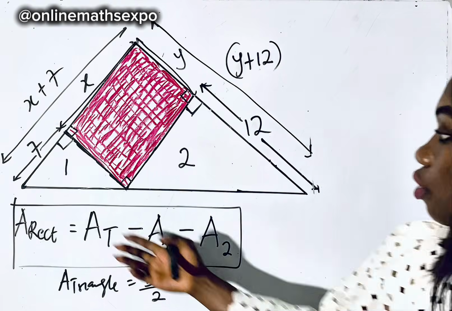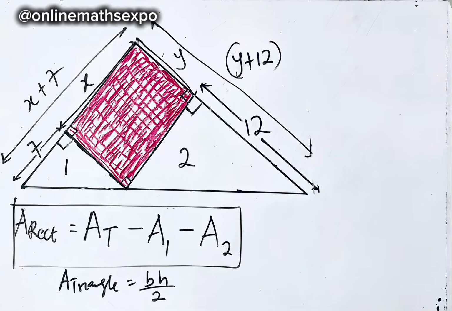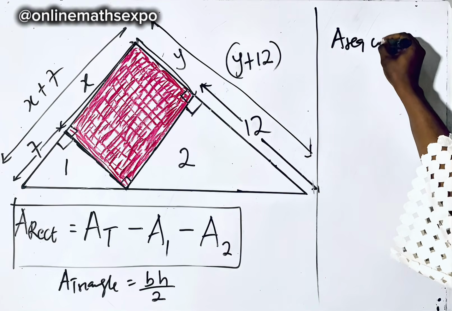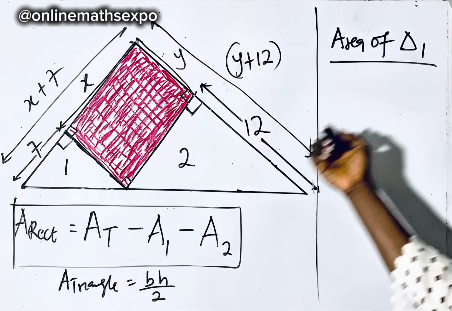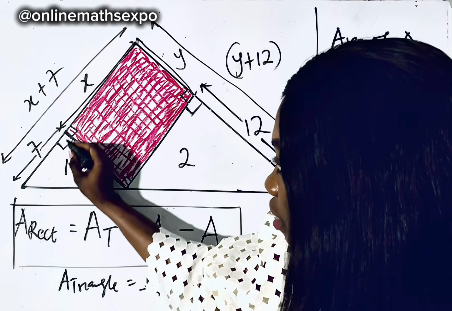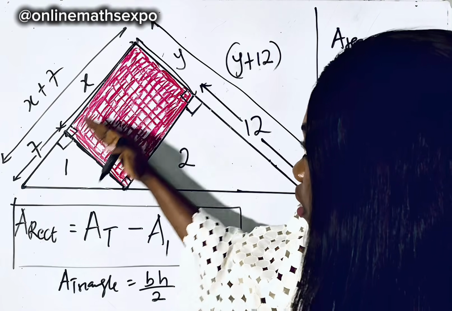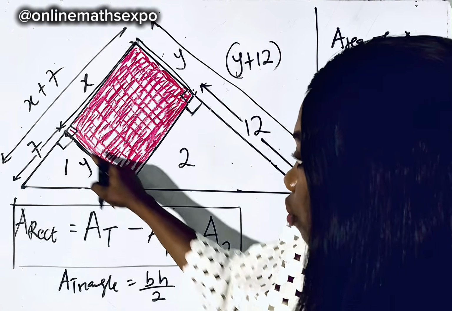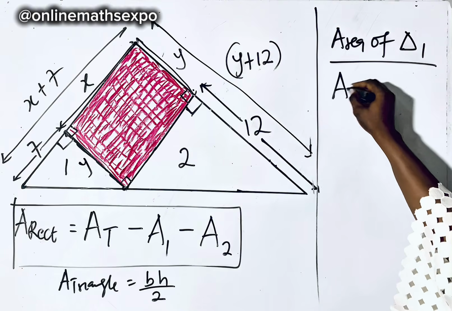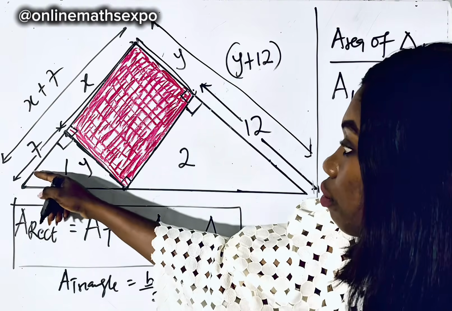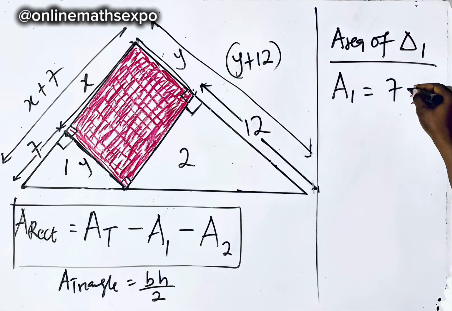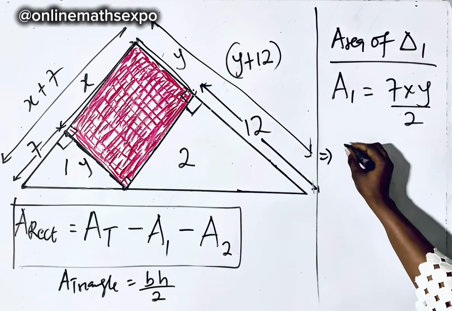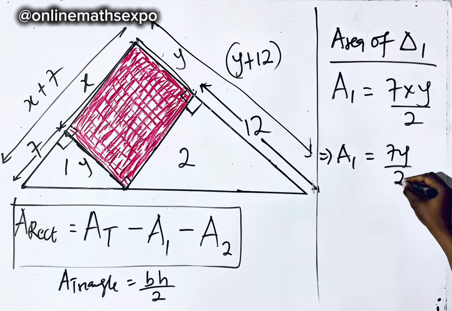Let's do it together. To find the area of triangle 1, this is what we have. This is the height. From here to here is the base. And you see that for a rectangle, the opposite sides are equal. So from here to here is y. This will also be y. So the area of triangle 1 will give us these two lengths multiplied, which is 7 times y, divided by 2 using the formula. And that gives us the area of triangle 1 as 7y over 2.